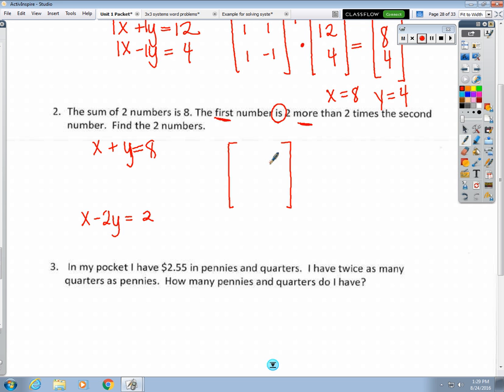Okay, so what elements go in your coefficient matrix? Right, and what are you going to do to that matrix? Find the inverse of it. Right, you're going to multiply it by the matrix with the elements 8 and 2. Okay, so go ahead and type it in if you haven't.